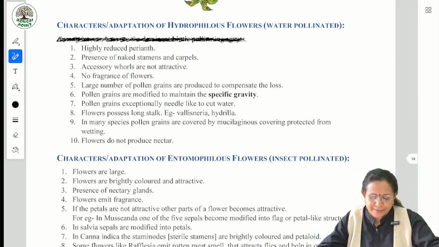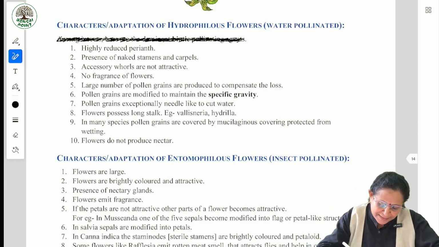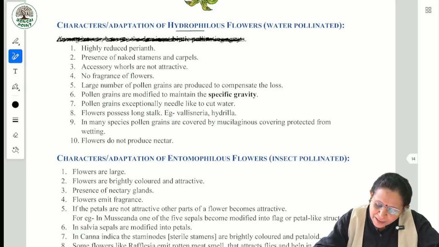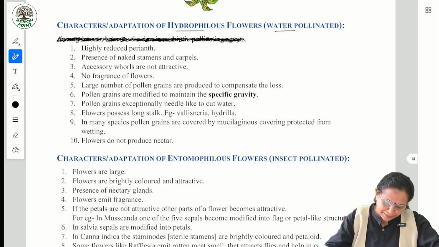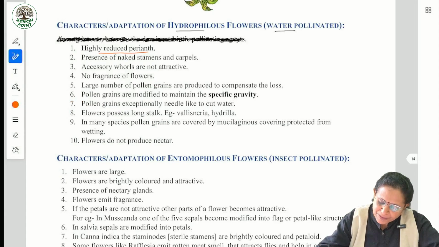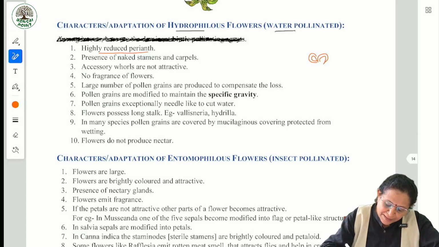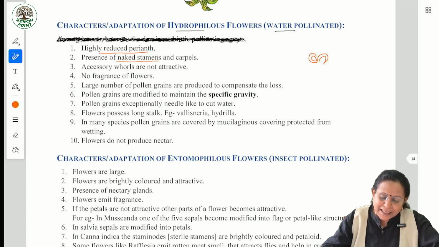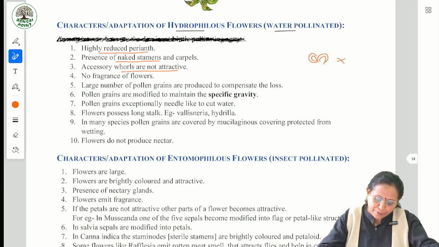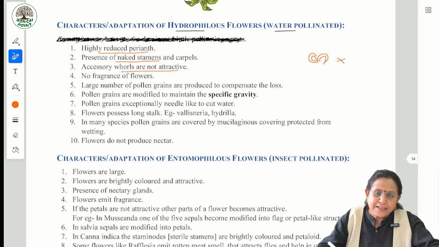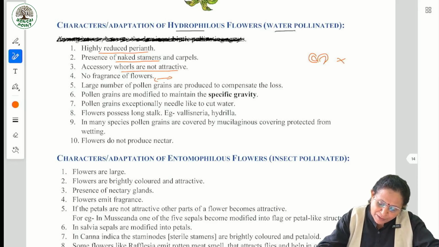Okay. Yes, students, let me pass on to the next topic, that is characters or adaptations of hydrophilous flowers. That means pollination by water. Okay. Now here, highly reduced perianth. That means what? Calyx and corolla appear to be the same and they're highly reduced. Sometimes they're absent, wherein we say naked stamens and carpels. Accessory whorls are not attractive. Calyx and corolla are not attractive. No fragrance of flower. It's not even needed because it is pollinated by water.